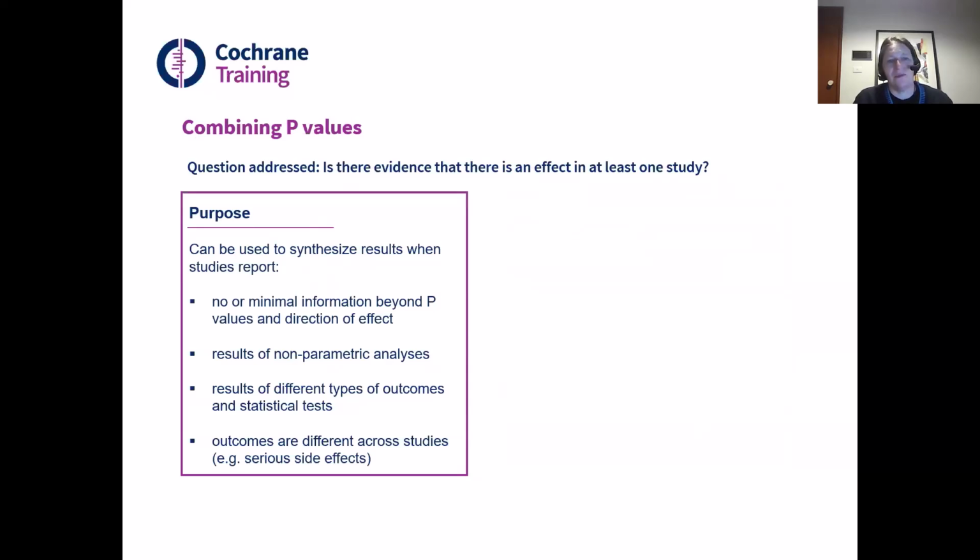It means we can combine results of non-parametric analyses with parametric analyses. It means we can combine results of different types of outcomes and different types of statistical tests. So some studies have used a normal test versus other studies using a t-test. We can combine those together using this method. Where outcomes are different across the studies, we can use it. So for example, where you might have serious side effects, or you might have death, you've got quite different outcomes, but you might be able to combine them together using this method.